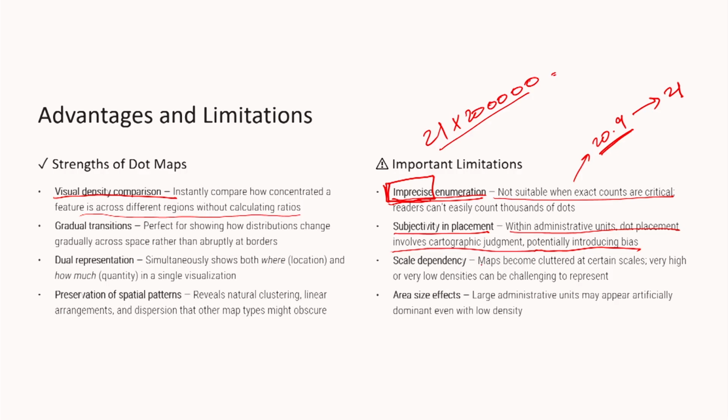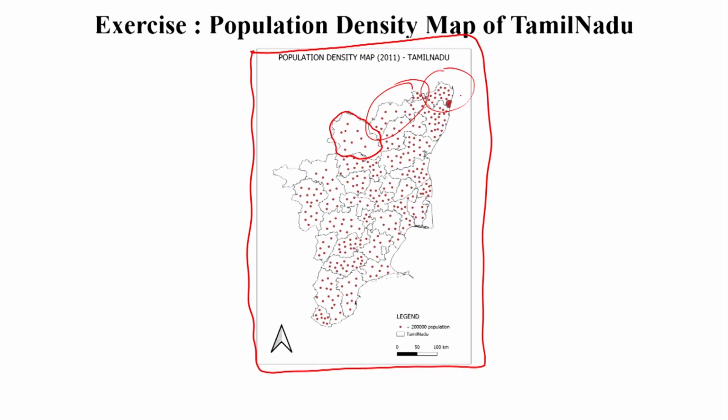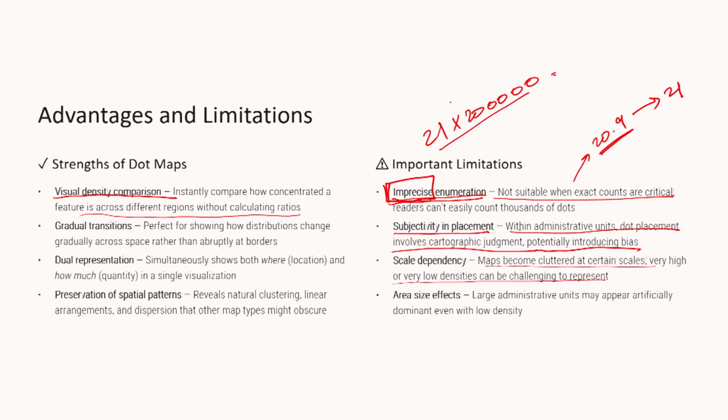Next is scale dependency. The map becomes cluttered at certain scales. Very high or low density can be challenging to represent. In our map, if we see Chennai, the population is high but the area is less. Here the population density is more. So, the map is a little bit cluttered, and even some values are touching the administrative boundary. Within the small region we have to plot 21 points, so that becomes a little infeasible. So, these are some of the limitations of using dot maps. The map becomes cluttered at certain scales, and very high or low density can be challenging to represent. Next, large administrative units may appear artificially dominant even with low density.